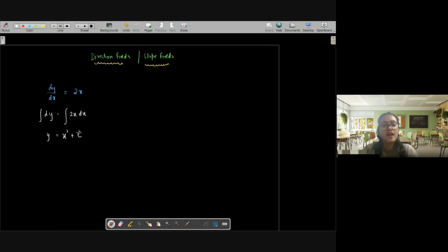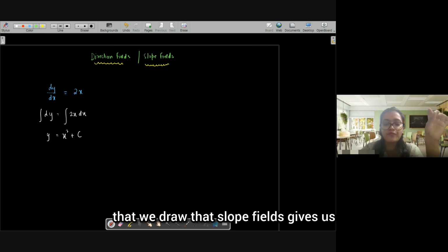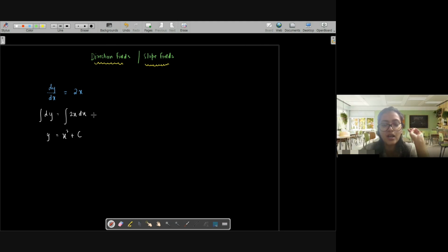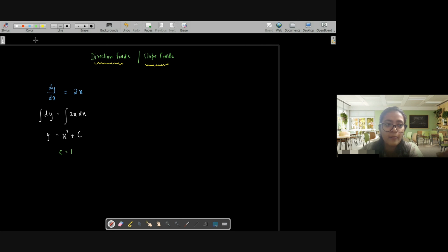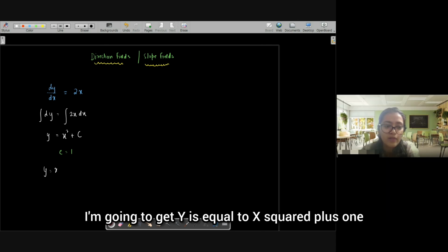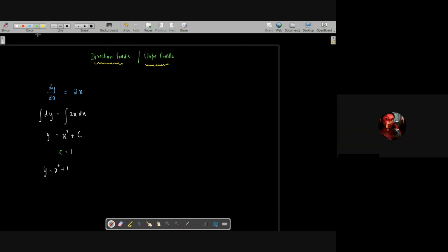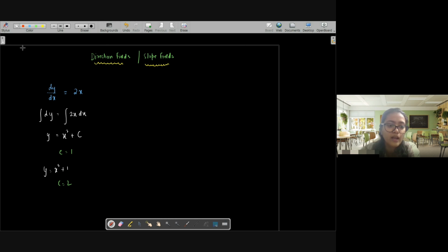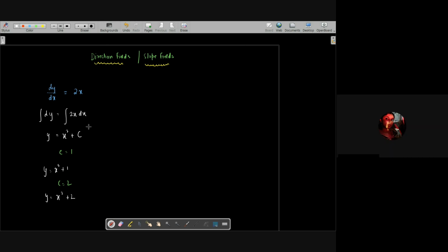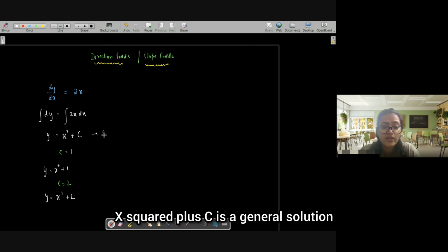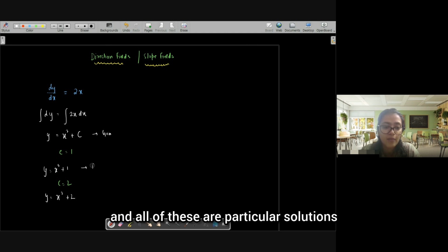Now, this is the solution. The slope field that we draw gives us the slope of the solutions. If I take different values of c, if c is equal to 1, I get y equals x squared plus 1. If c is equal to 2, I get y equals x squared plus 2. x squared plus c is the general solution, and all of these are particular solutions.